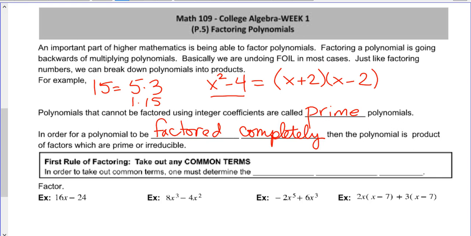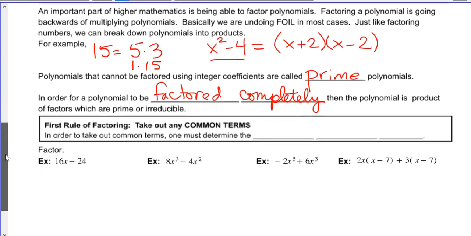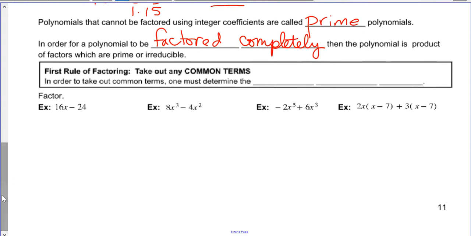Now, the first rule of factoring, though, is to take out any common terms. So we will look at any polynomial and say, first, is there anything I can take out that's common to all to make it a little bit more simplistic? And that's kind of our first rule of factoring. So in order to take out the common terms, we must determine the greatest common factor of each of the monomials.